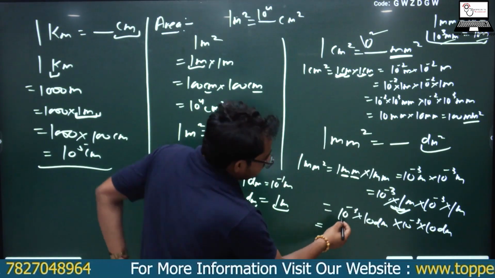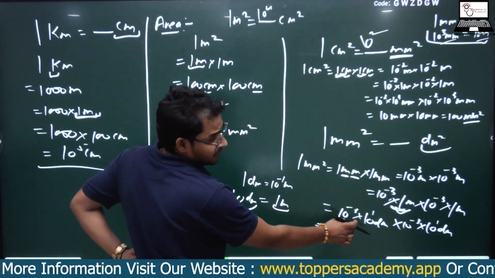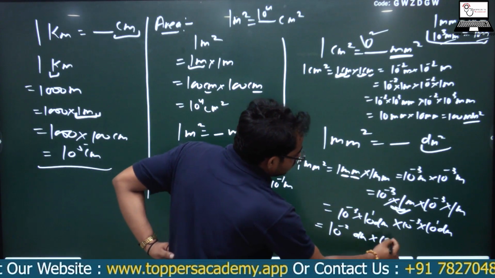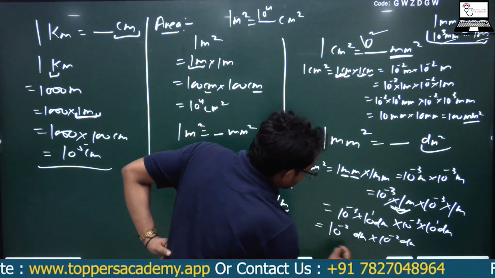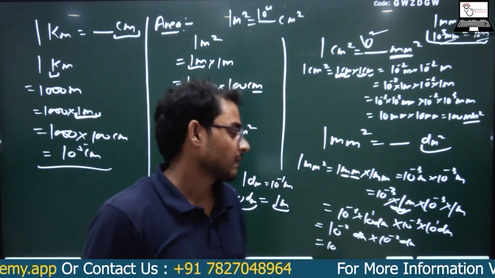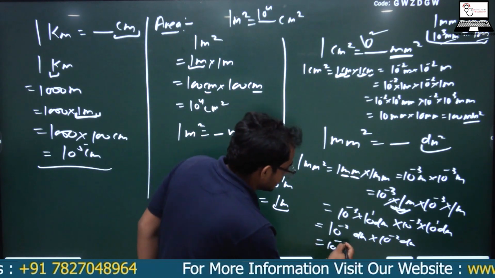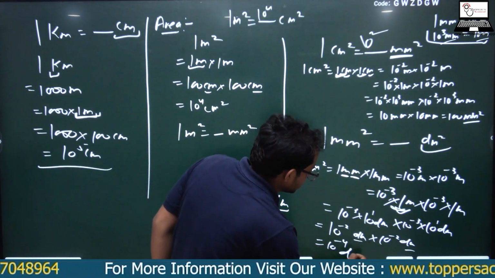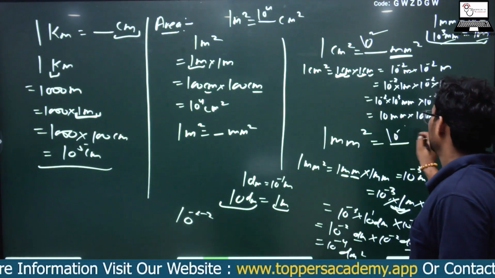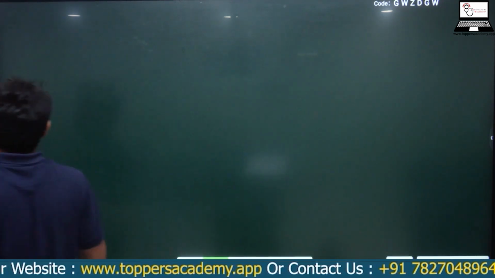Now listen my dear student, 10 to power minus 3, 10 to power plus 1. So it will become 10 to power minus 2 decimeter into 10 to power minus 2 decimeter. Now 10 to power minus 2 minus 2, that is 10 to power minus 4. Decimeter into decimeter, that means decimeter square. Got it? Now volume.